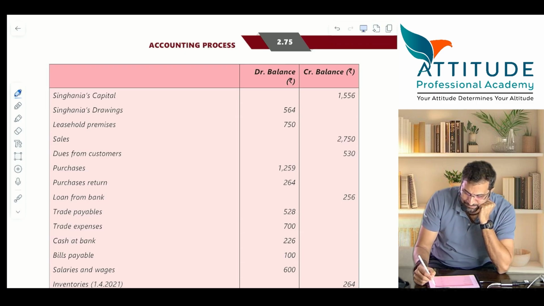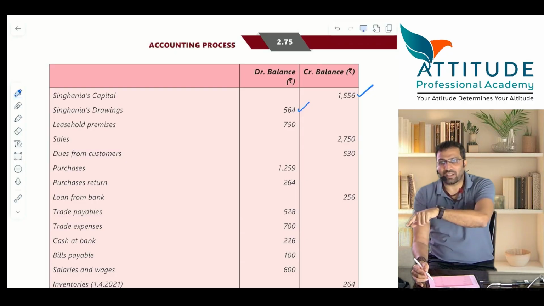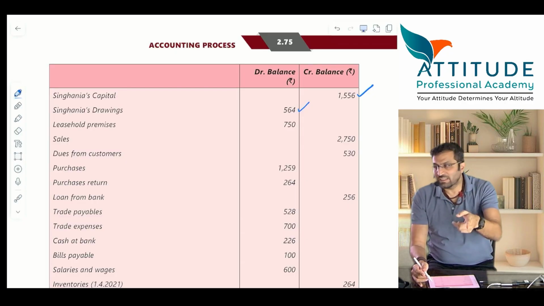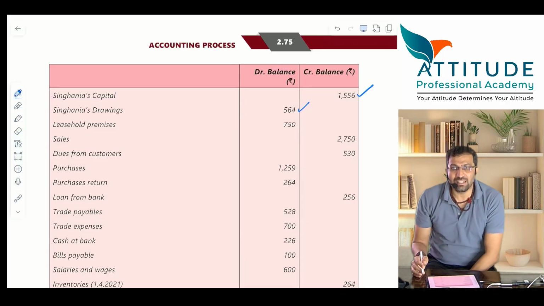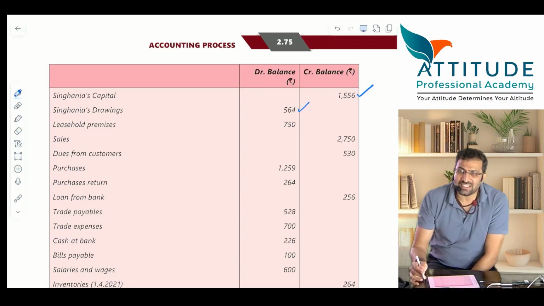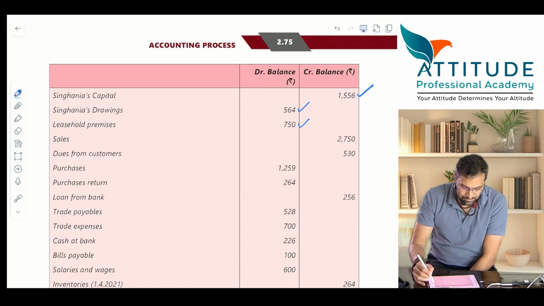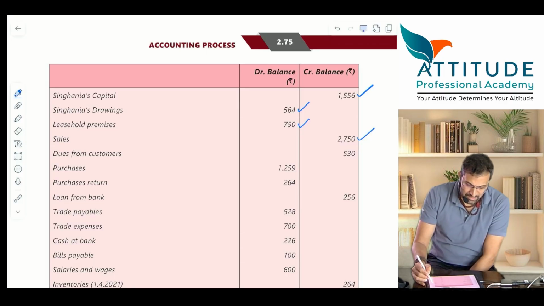Singhania capital correct है? क्रेडिट बैलेंस आना चाहिए. सिंघानिया ड्राइंग्स करेक्ट है या गलत है? करेक्ट है. कैपिटल विल शो क्रेडिट बैलेंस, ड्राइंग्स विल शो ऑलवेज डेबिट बैलेंस. एनीवे ड्राइंग्स विल गेट ट्रांसफर टू कैपिटल लेटर ऑन. अंडरस्टूड? ये भी करेक्ट है. लीज होल्ड प्रीमाइसेस मींस फिक्स्ड एसेट्स. एसेट्स टेल मी. एसेट्स विल शो डेबिट बैलेंस. करेक्ट है. सेल्स विल शो क्रेडिट बैलेंस.